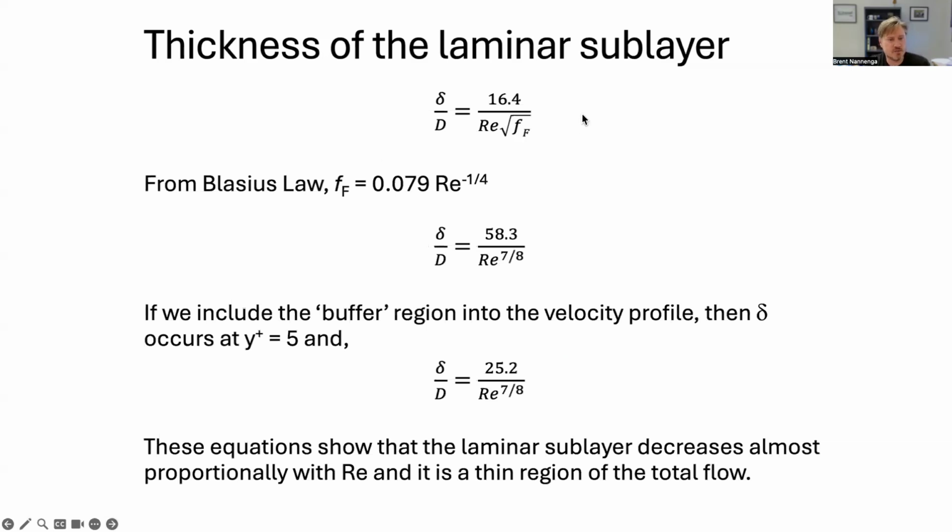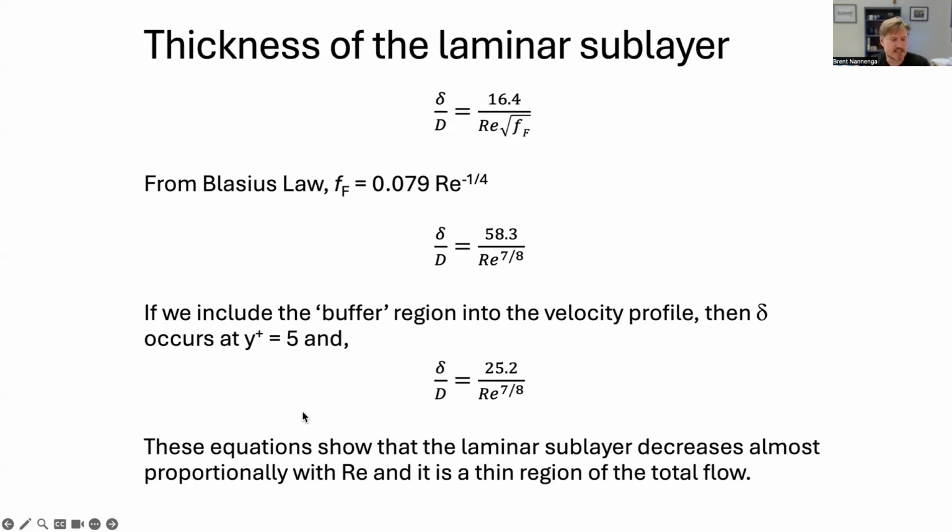Right, so again, using the two-piece model, we can rearrange this, again, using the friction factor and Reynolds number, and we get these equations here, which should look familiar based on chapter 3. If we include the buffer region, then we can slightly adjust this value to here, because now the thickness of the laminar sublayer occurs at 5 instead of 11.6, so this gets reduced a little bit.